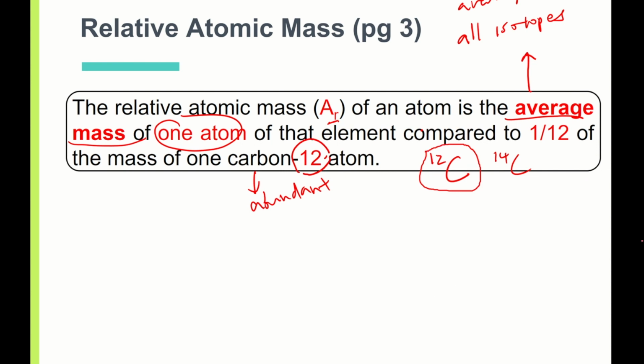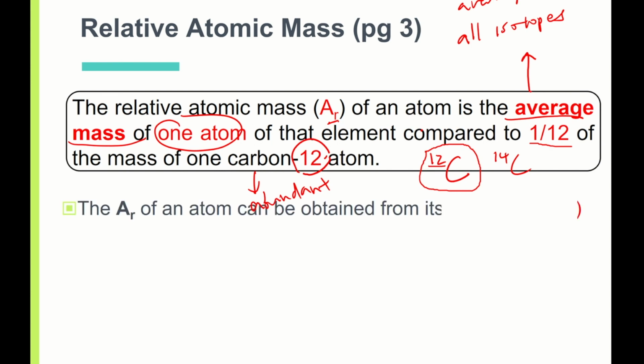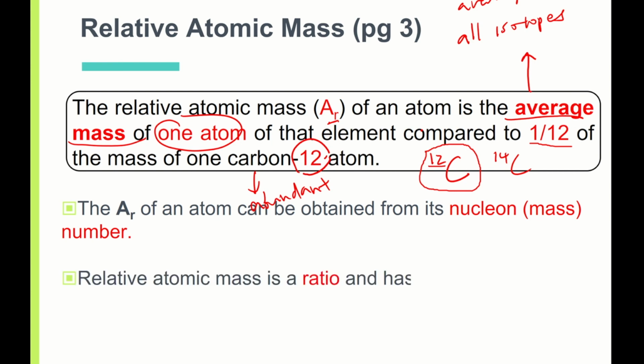And for carbon 12, it has a total of 12 units. That is why we use this term, 1/12, to signify that we are comparing one unit out of these 12 units. If you really don't understand this whole idea, it's okay. You just memorize the definition. So the AR can be obtained from the nucleon number. Take note of the spelling. It is a ratio, so it has no units. Once you see the term relative, it means that we are comparing it to something else.